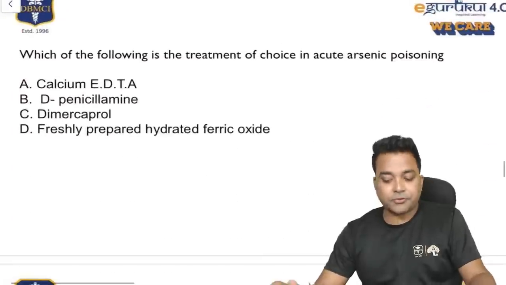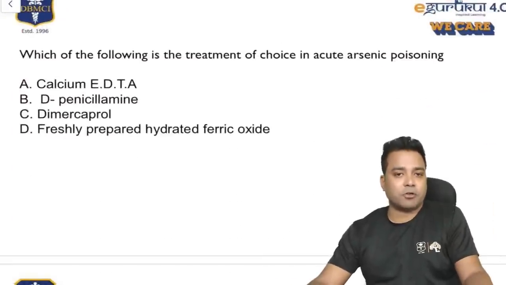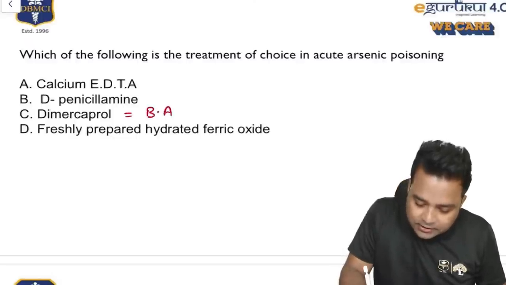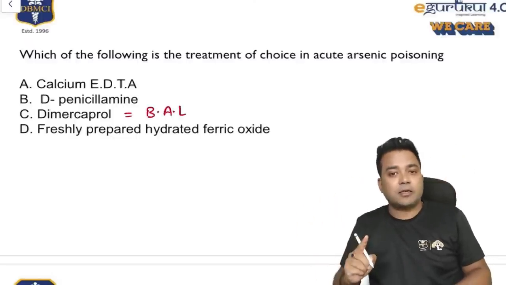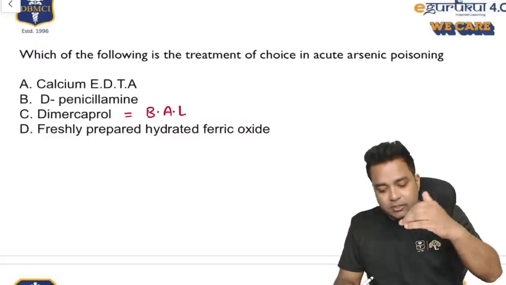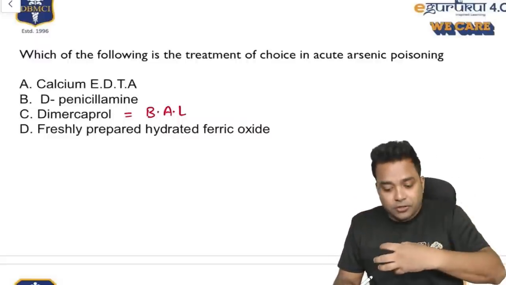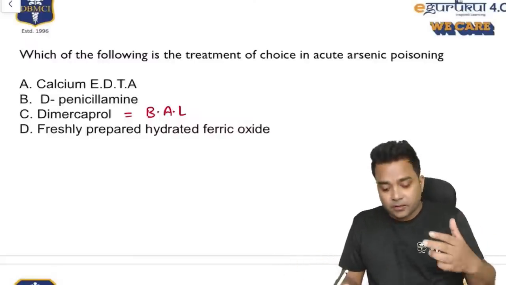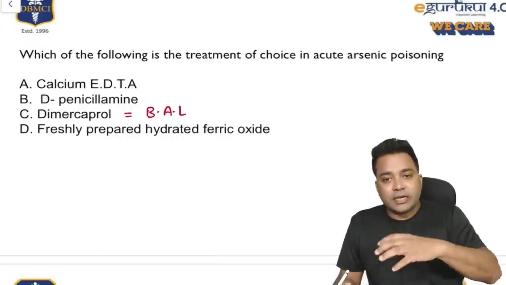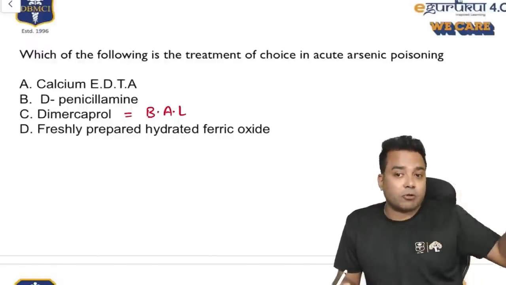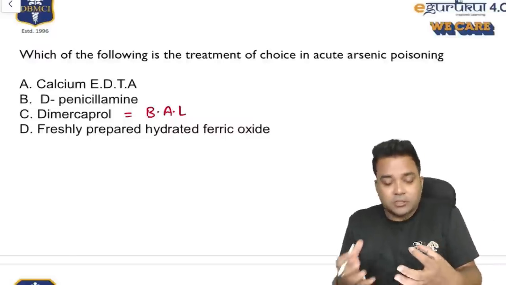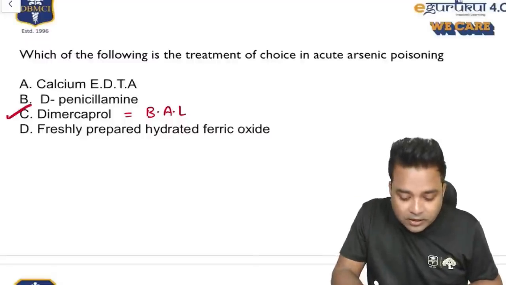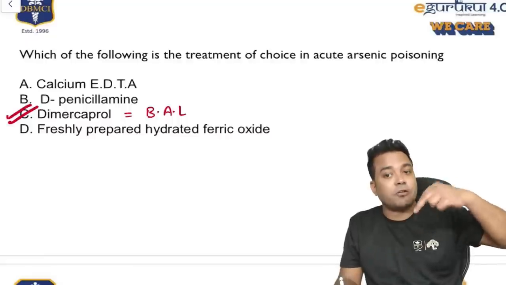Answer. Which of the following is the treatment of choice in acute arsenic poisoning? Always, always, the moment you see it, dimercaprol. Remember, dimercaprol is another name for British anti-lewisite. Why was it named so? During World War II, Britishers got information that a few countries were going to use lewisite gas, one of the nerve gases, which leads to blisters over skin. So they prepared the antidote for that. Lewisite gas had affinity for sulfhydryl group of enzymes. So they prepared something which has lots of unsaturated sulfhydryl groups. That is why it is also beneficial for arsenic, because arsenic is also in love with sulfhydryl group of enzymes.